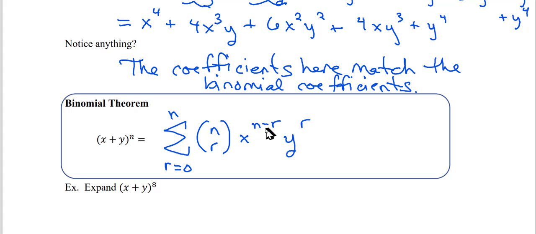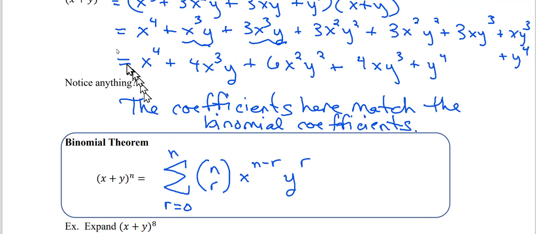The x to the n minus r, well, when r is 0, we get x to the n times y to the 0, which is just 1. So that's this situation, right? This is when n is 4. When my n is 4, I get this. N is 4, r is 0. We don't have a y term.